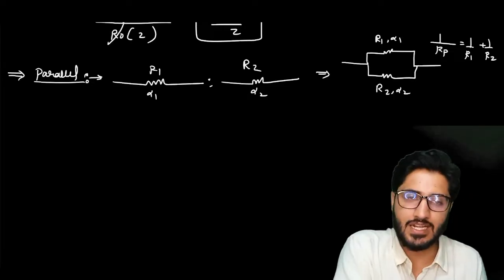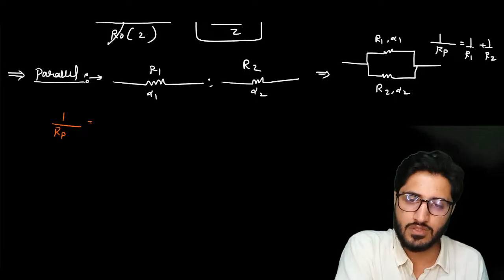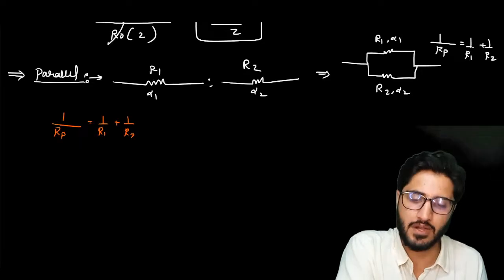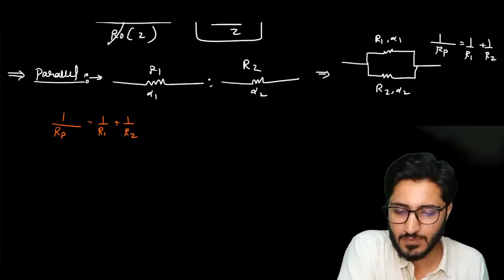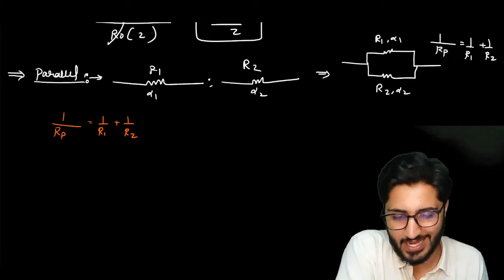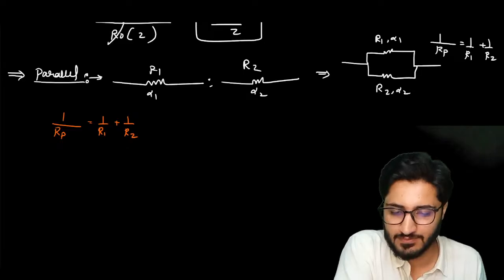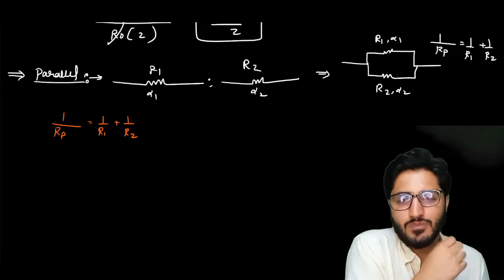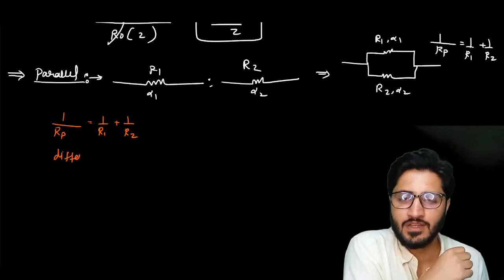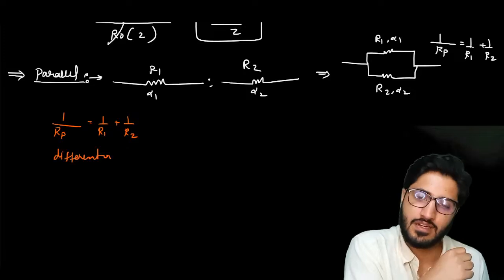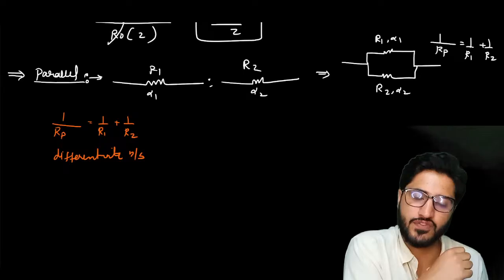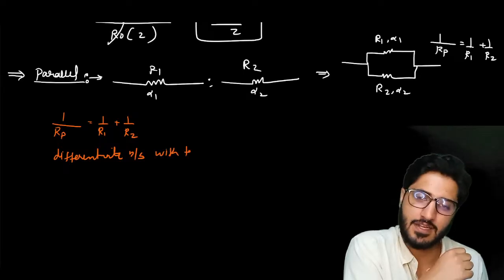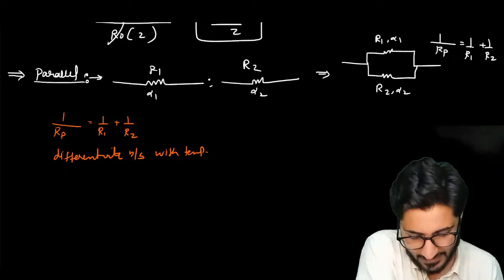Okay, so can I write now? 1 divided by R parallel equals 1 divided by R1 plus 1 divided by R2. Done? I can write like this, no? Now differentiate both sides with temperature. What is the differentiation?